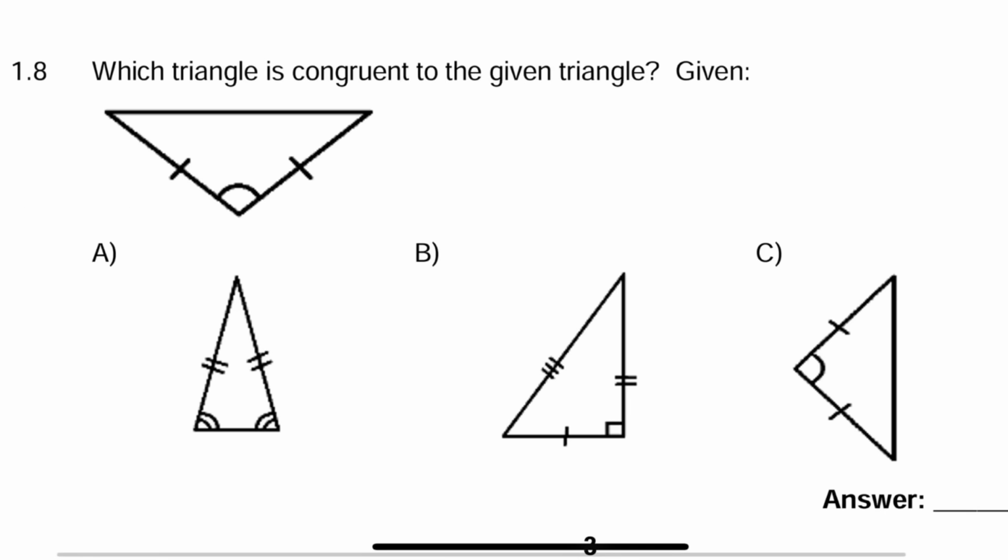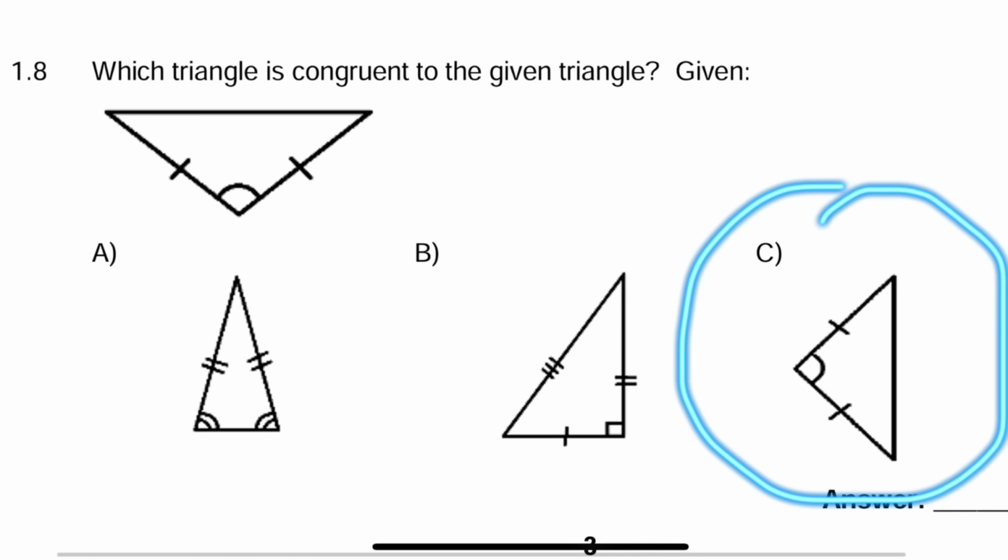1.8. Which triangle is congruent to the given triangle? You are given three triangles, and you need to know what the word congruent means. Congruent simply means an equal triangle, exactly the same. If you look at A, look at B, and look at C, it is quite obvious that C is the correct answer. Even though it is not facing the same direction, it is congruent because we have two sides that are equal and an angle between those two equal sides.